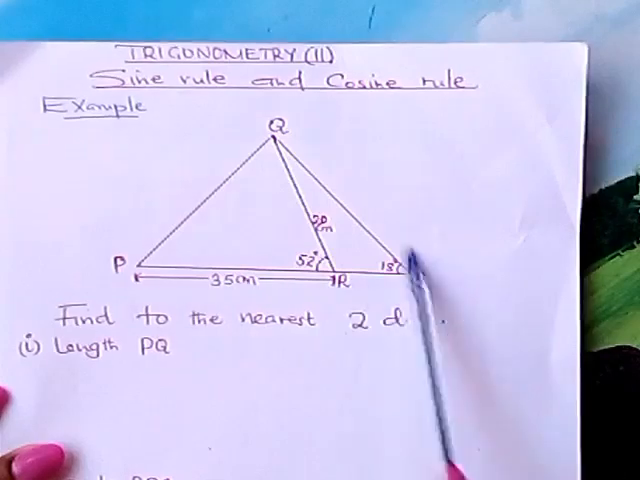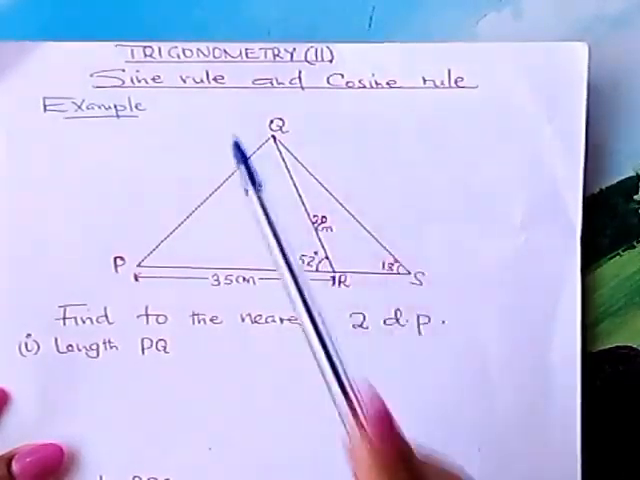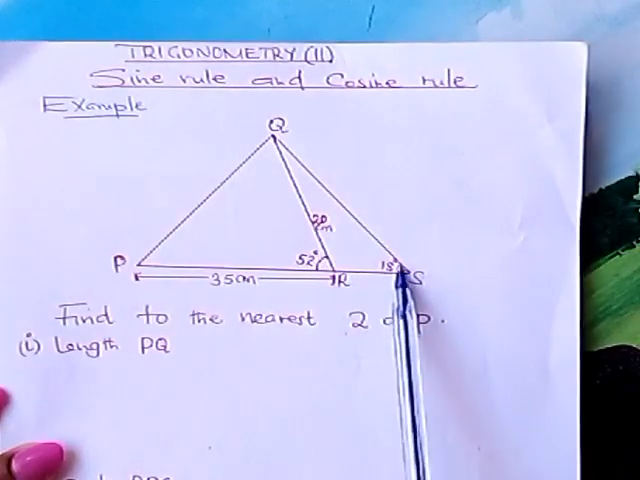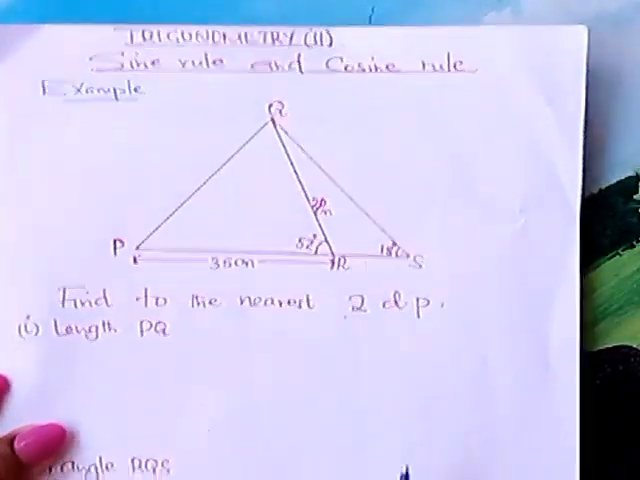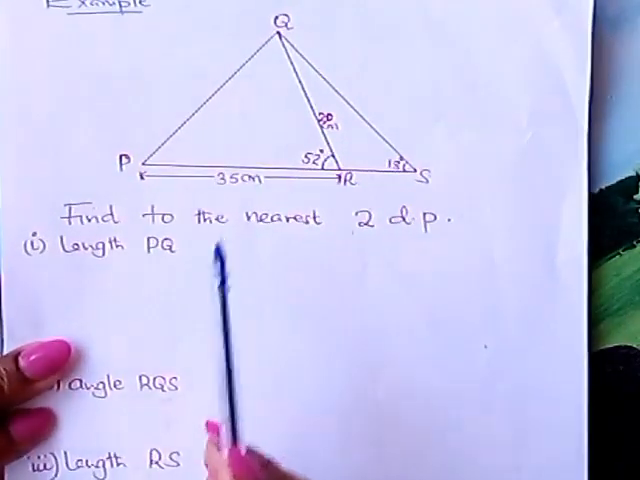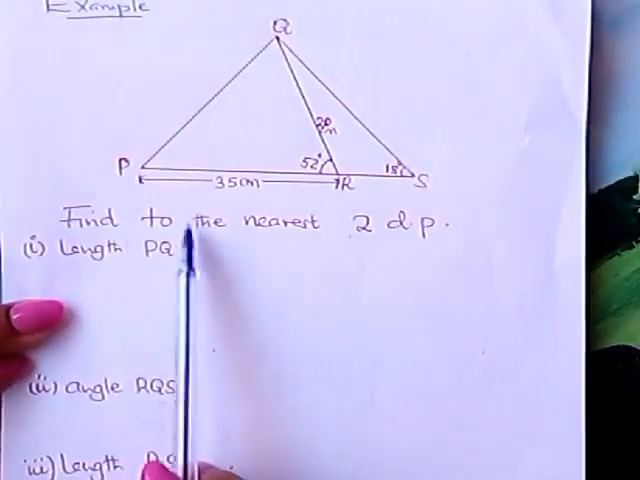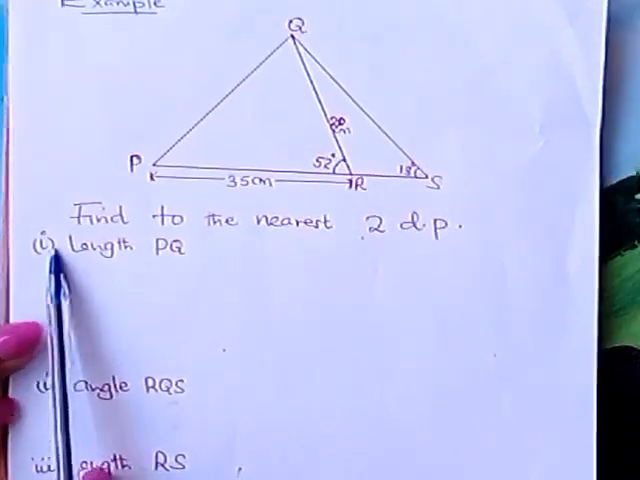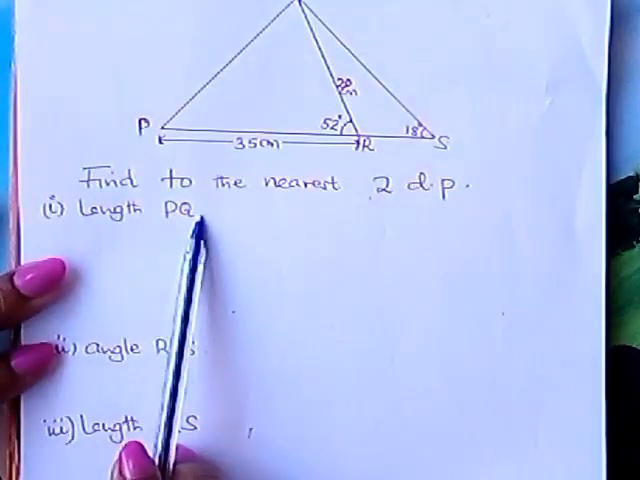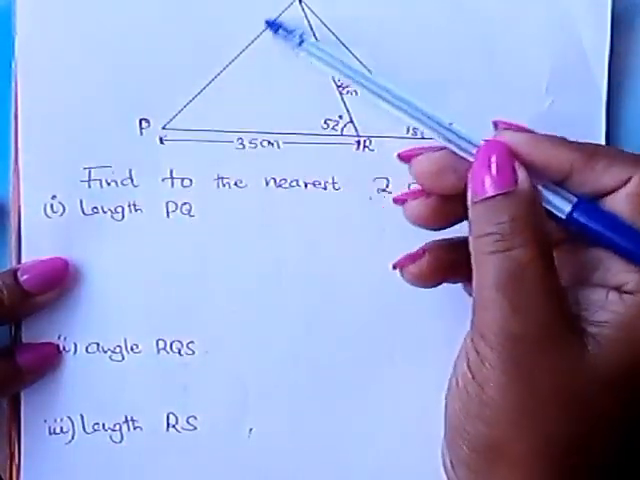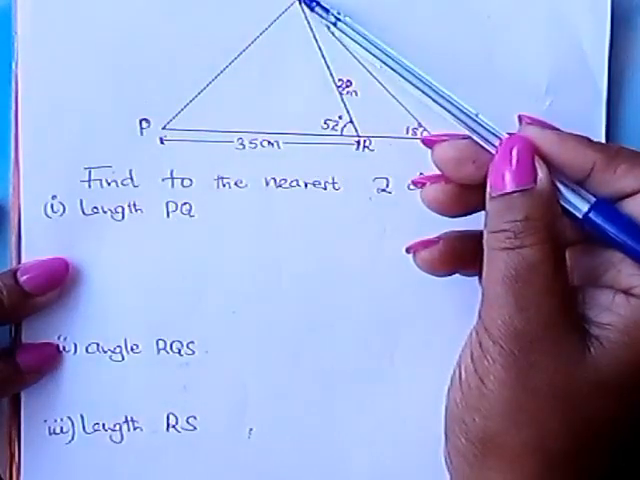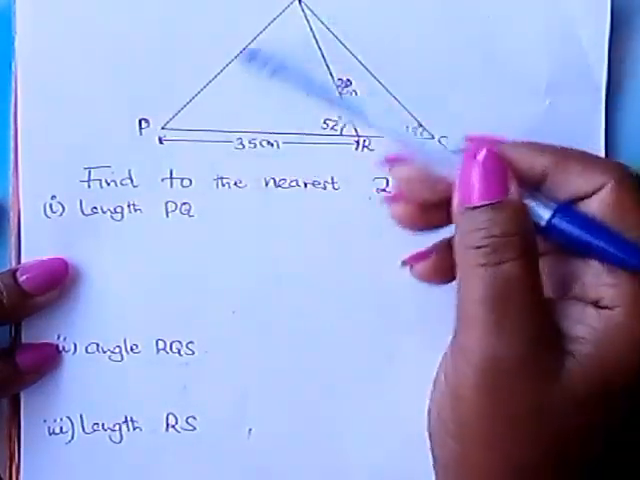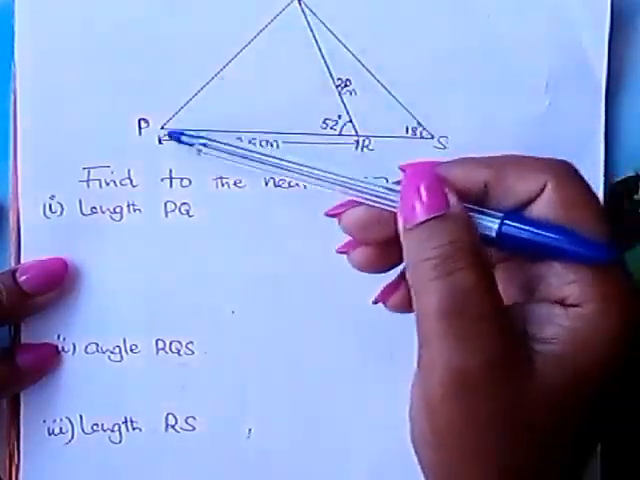You are given a triangle here, a big triangle, and a smaller one there. You are given this side, you are given this side, you are given an angle there and an angle there of 18 degrees. Then you are told, find to the nearest two decimal places, Roman 1, the length PQ. PQ is one of the sides of triangle PQR.